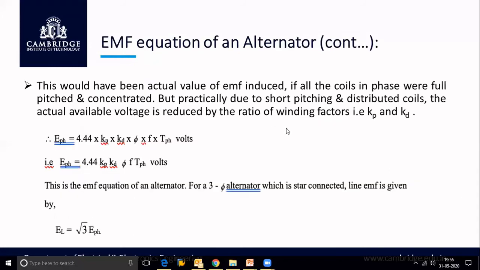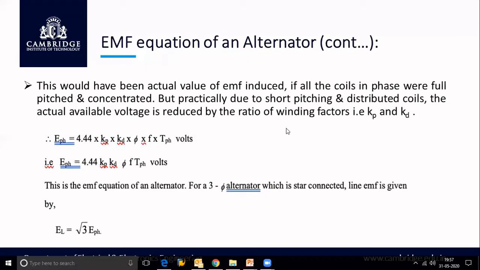Now, the type of winding we have selected is not a concentrated and full pitched winding. Usually for 3-phase alternators, we consider distributed winding and short pitched winding. Therefore, we have to include 2 more factors in the EMF equation. What are the 2 factors? That is Kp and Kd. Kp is the pitch factor, because we have selected a short pitched winding for our 3-phase alternators. Therefore, we have to include the pitch factor in the EMF equation. Similarly, as we have considered distributed winding, we need to include the distribution factor or winding factor, represented as Kd, in the EMF equation.